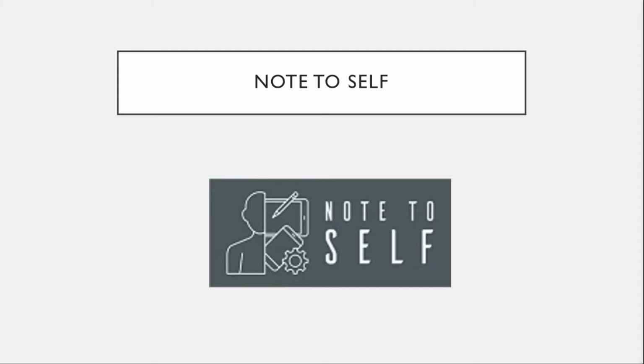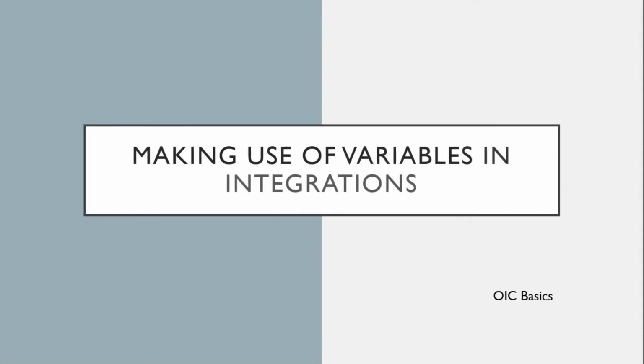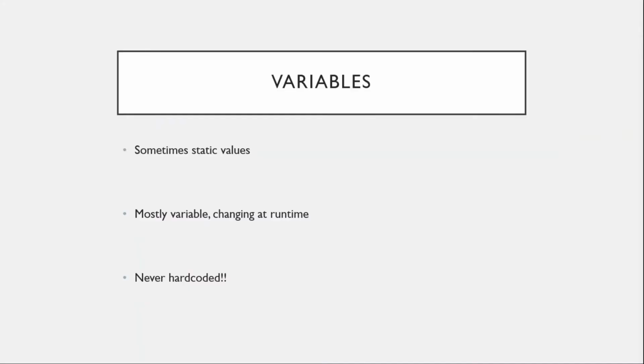In this OIC Basics episode, we'll take a look at variables, properties and schedule parameters and their use in OIC integrations. As developers, we make use of variables in our integration flows, sometimes to set static values, but mostly to set values on the fly at runtime. Hard-coded values in our integration flows is never a good idea. It makes our integrations very inflexible.